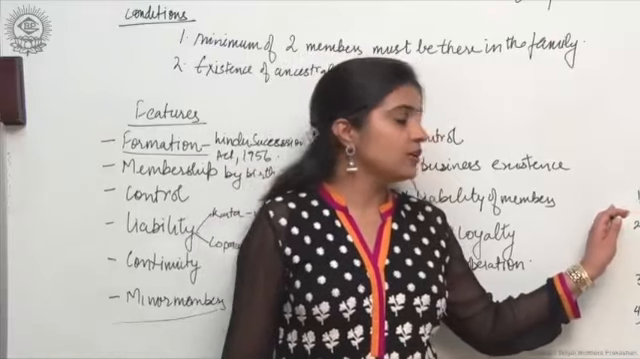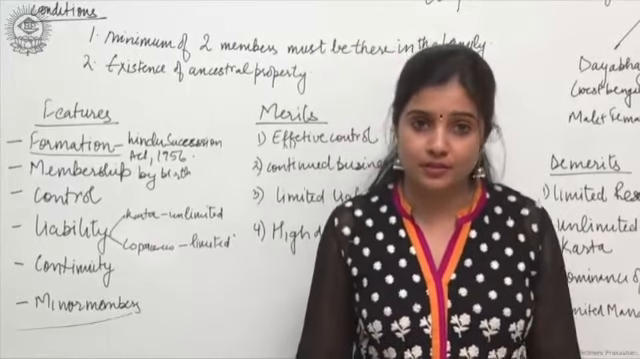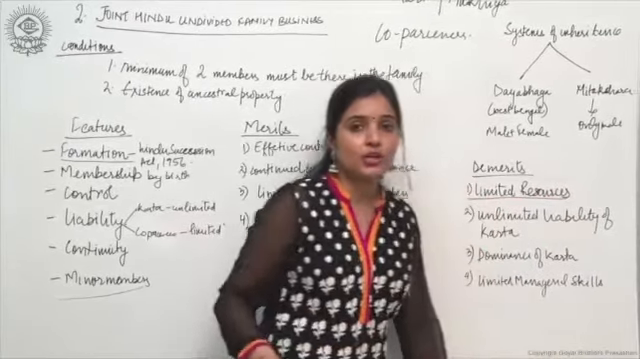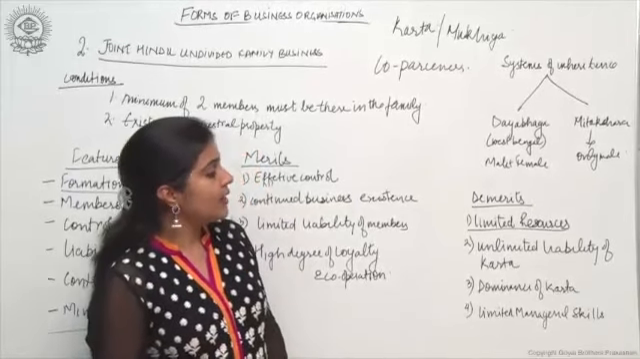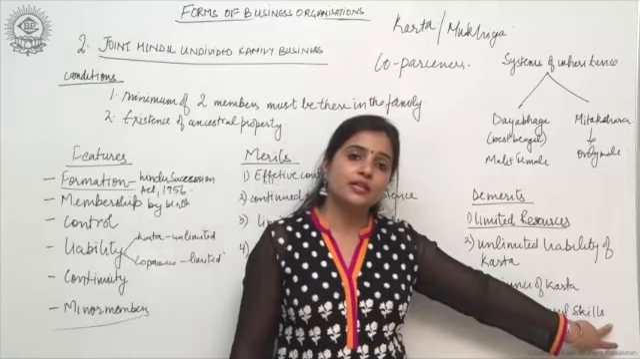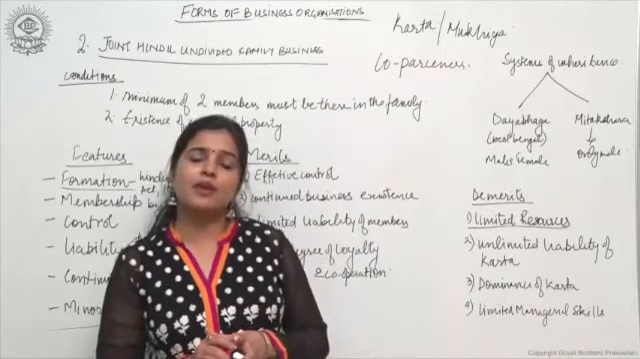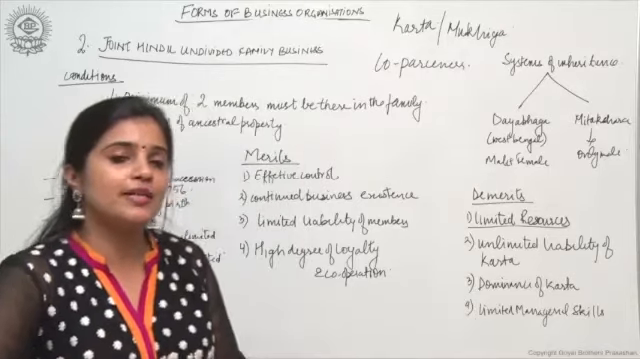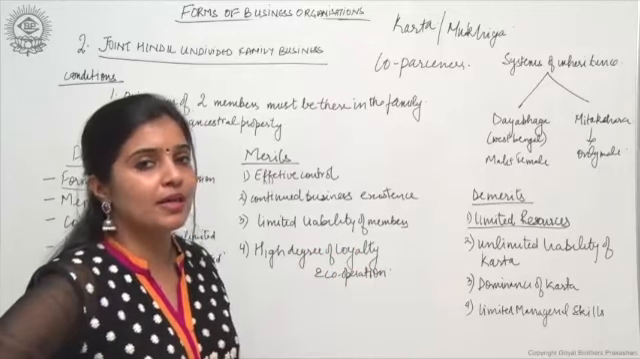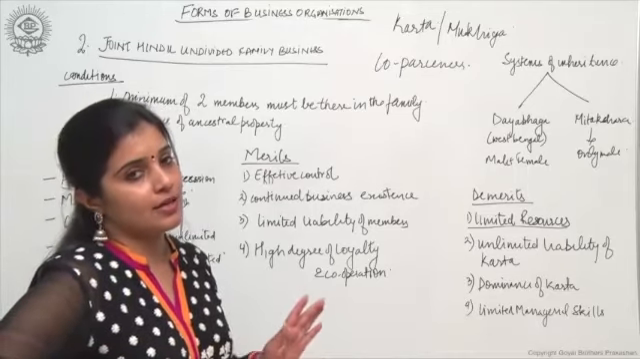Then come the demerits. First, limited resources. Because we are relying only on the inherited ancestral property, the financial resources are pretty much limited. The managerial resources are also limited, with limited managerial skills. All the decisions are taken by the karta, and the karta may not be good at everything. He may not be good at motivating people, at communication, or at several other things. So for all you know, the decisions taken by him may be wrong, and he may be taking poor decisions, because every person cannot be good at all aspects of management.